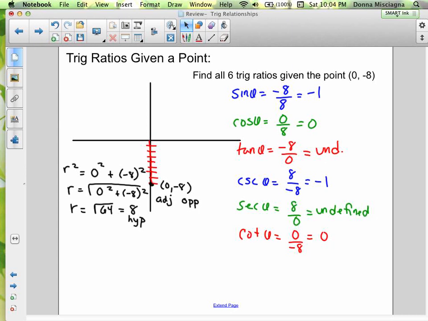All right, so that's going to happen every time. You're always going to have two values that are 1 or negative 1, two values that are 0, and two values that are undefined, depending upon which trig ratio you're finding. And is it the opposite that's 0, the adjacent that's 0, is the opposite or adjacent positive or negative, right? So here, if instead of 0, negative 8, we had 0, 8, then sine and cosecant would both be positive, but the others would still be 0 and undefined, because at some point we are going to have 0 in a numerator or 0 in a denominator, right?